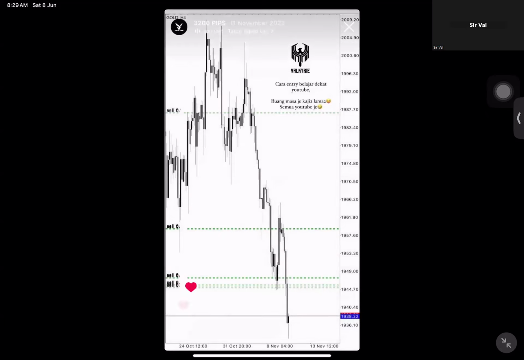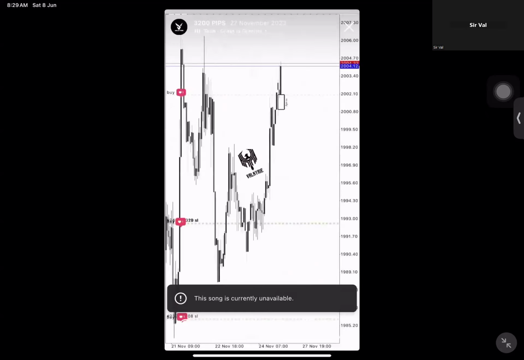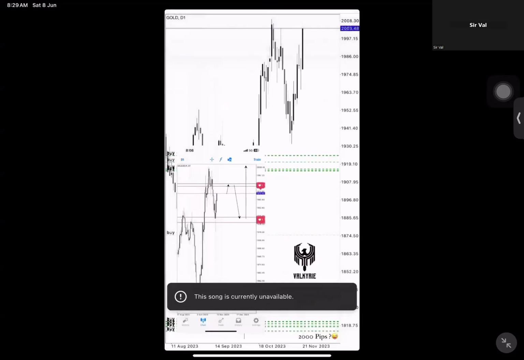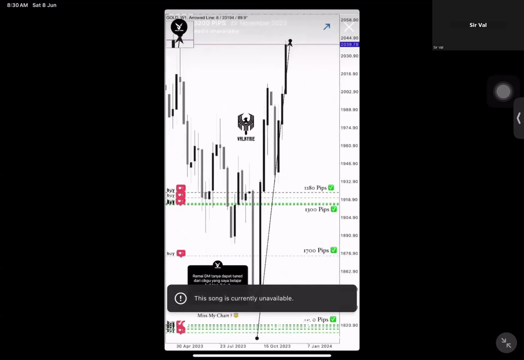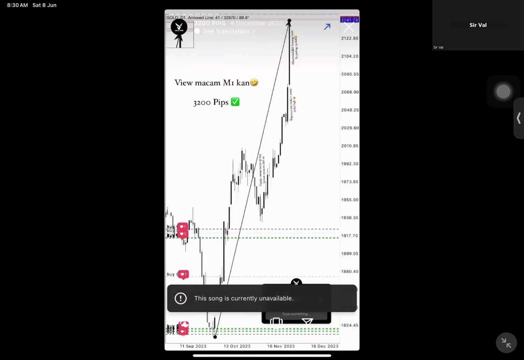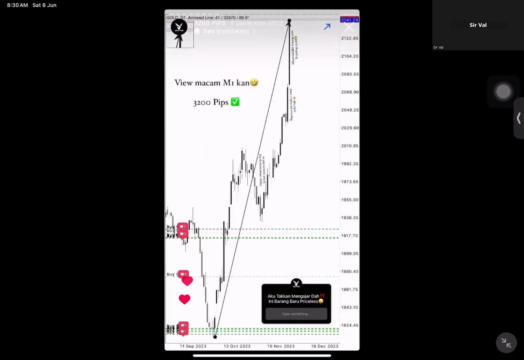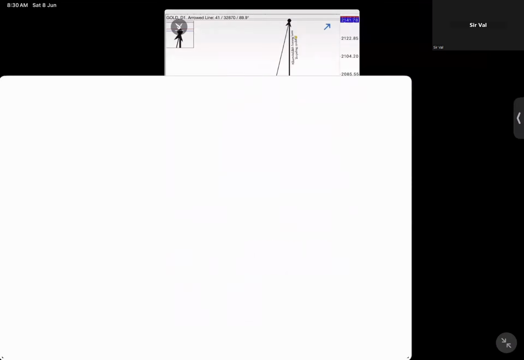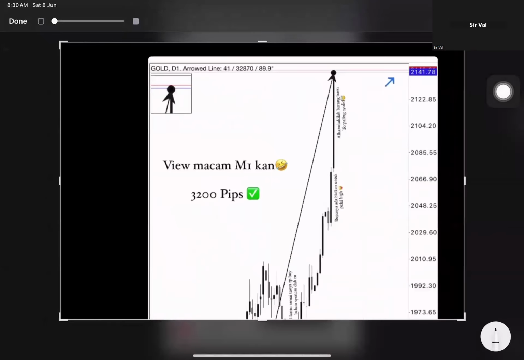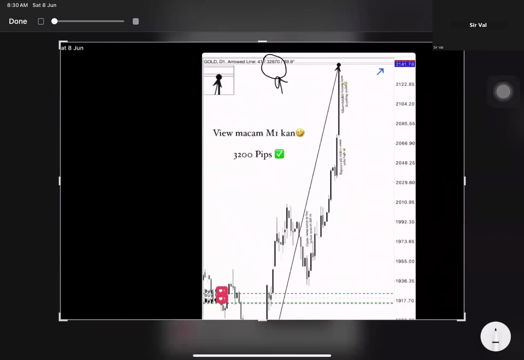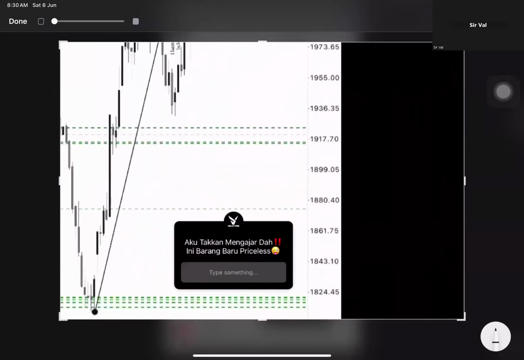Here is the H4 view. See how I can mark the arrow, because I already know the weekly wants to break out. Here it's running. Wait. This one, that's 3,200. Wow. I entered here.